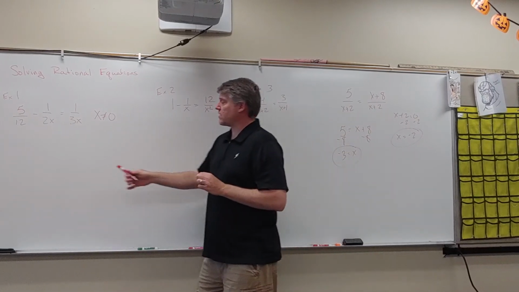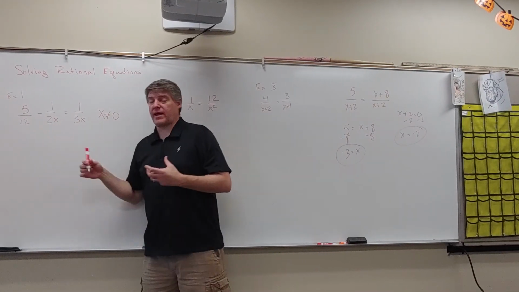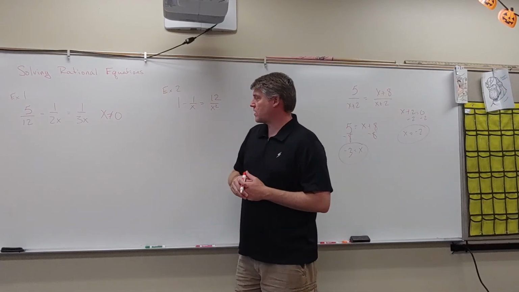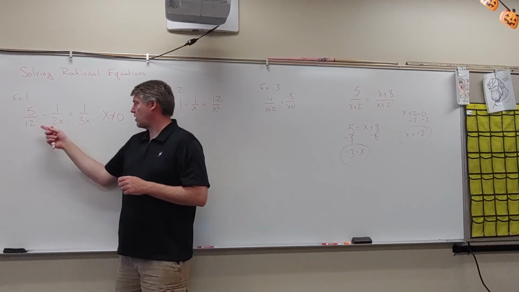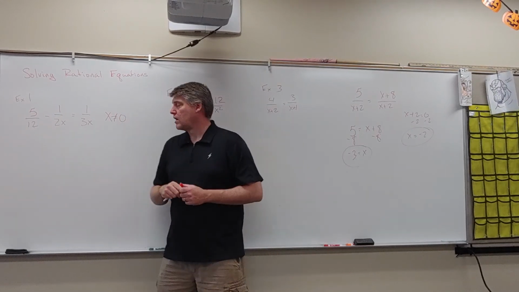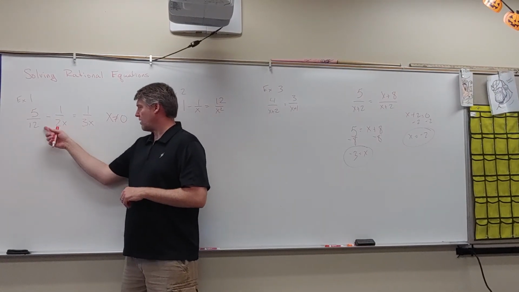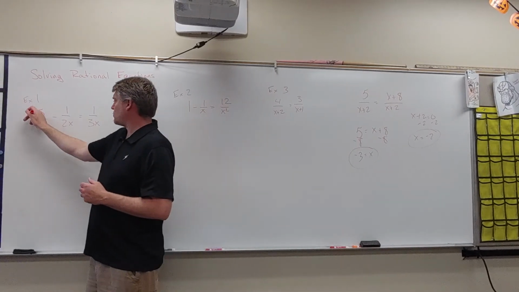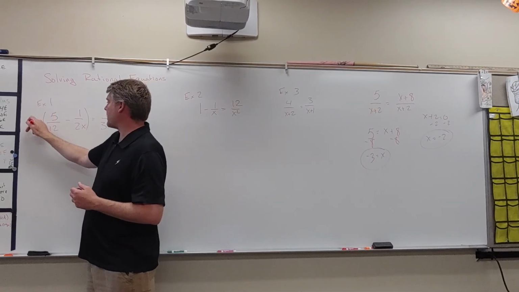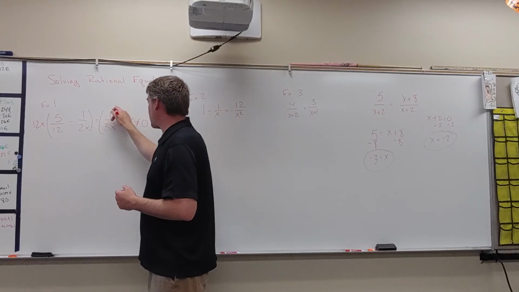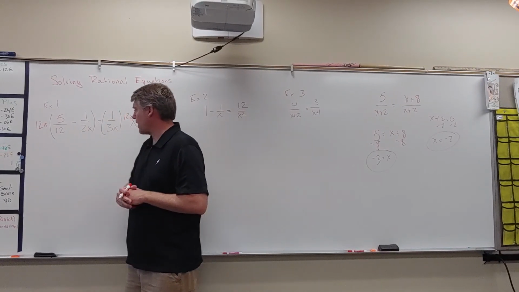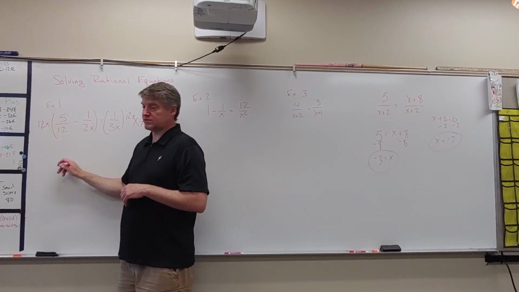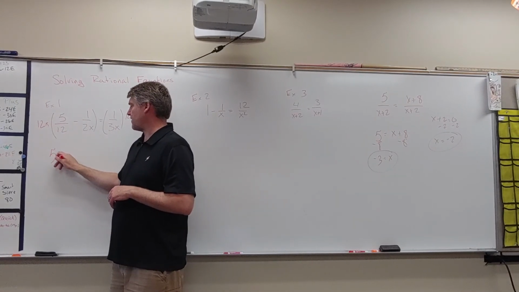So if I'm looking here, I have 12, 2x, and 3x. I need to find that common denominator. Well, the common multiple of 12, 2, and 3 is 12. And the common multiple of 1, x, and x is x. So we're going to multiply everything by 12x. That's my common denominator here. If I multiply 12x by 5/12, the 12s cancel out, and I end up with 5x.